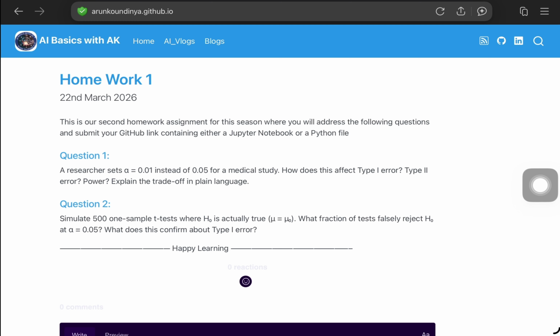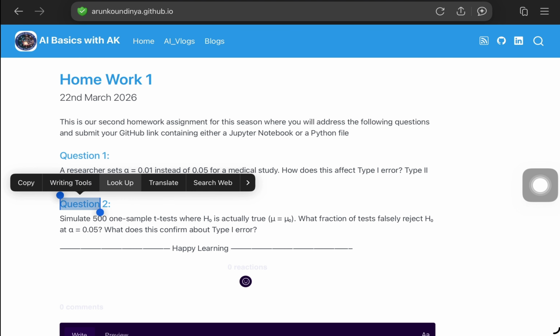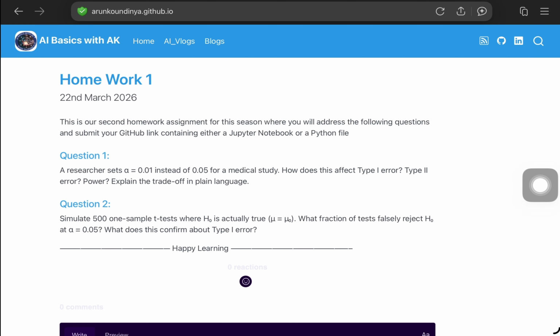There are a couple of questions that I have kept out. In the first question, we have set alpha as 0.01 instead of 0.05 for a medical study. How does this affect type 1 error, type 2 error and power? Power is nothing but 1 minus beta, and explain the trade-off in plain language. Just based on understanding, very simply, whenever we lower the alpha, what will happen? What are we trying to ensure? Are we trying to ensure that type 1 error is reduced or type 2 error is reduced? We already discussed this at length, and I think you can answer this in a better way.